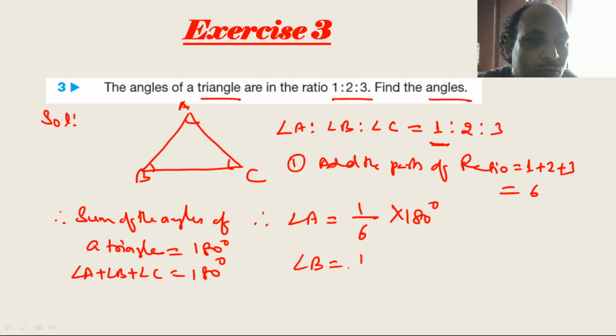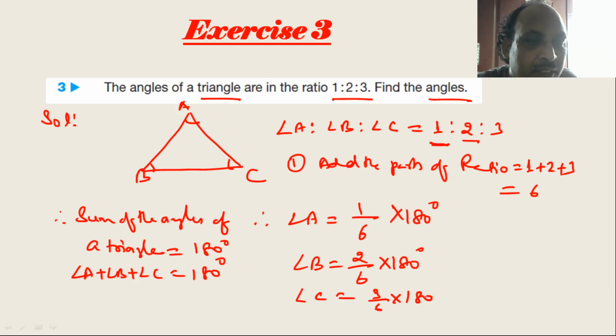Angle B is equal to 1/6 into 1, sorry, not 1/6, 2/6, because the other part is 2. So 2/6 into 180 degrees, and angle C will be 3/6 into 180 degrees.